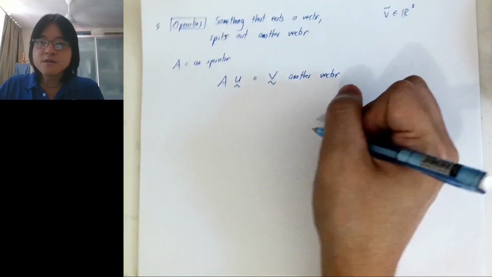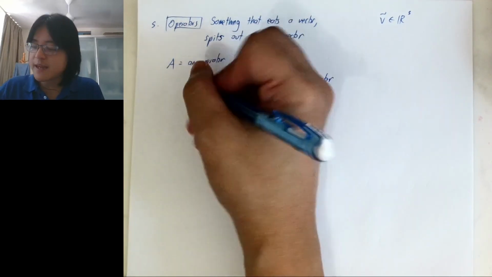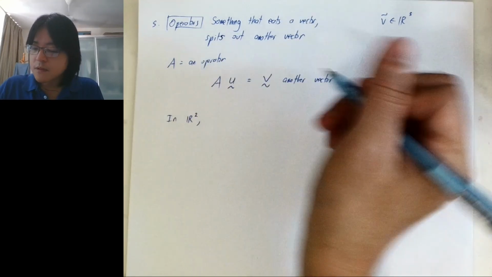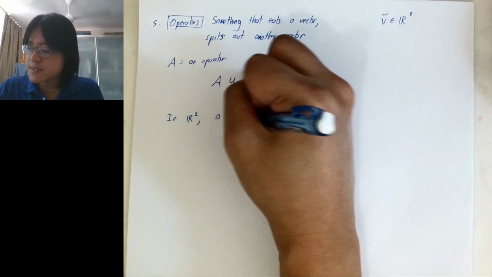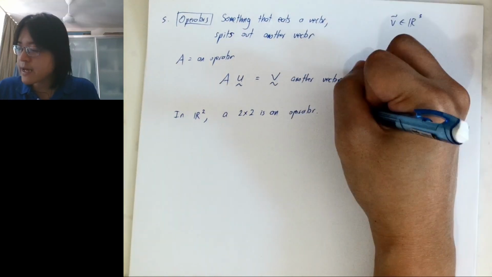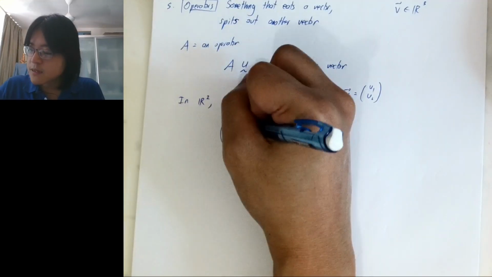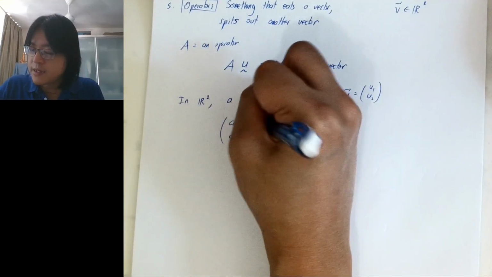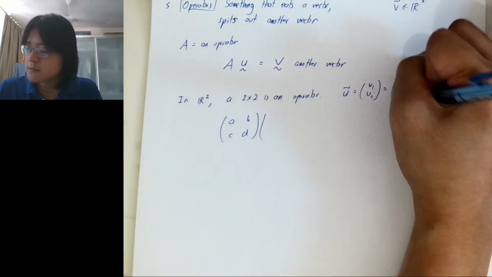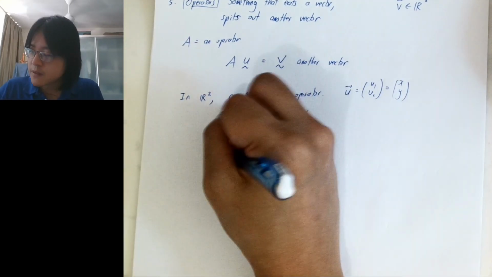It sounds very fancy, but as you can see, it's just like a matrix multiplication, especially in R2. In R2, a 2 by 2 matrix is an operator. So let's say I operate this on U1, U2. An operator is A, B, C, D, and then operate this on, let's call this, X Y. So you get a new vector.